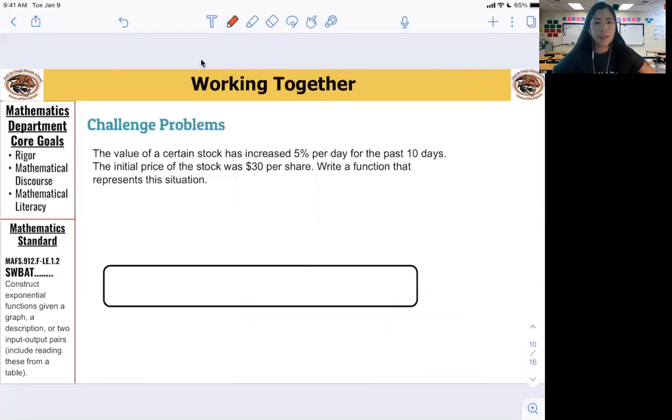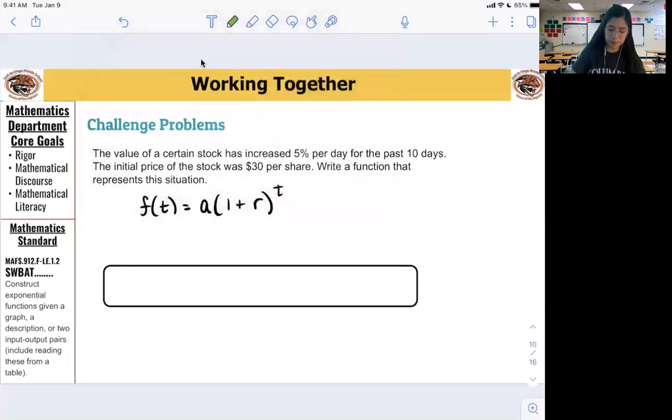Okay, the value of a certain stock has increased 5% per day for the past 10 days. The initial price of the stock was $30 per share. Write a function that represents this situation. Okay, for this one, remember guys, just gonna go through this really quick. Let's see, what does A represent? Starting amount. How about R? Growth rate. And how am I supposed to write it? In decimal form. Decimal form, good.